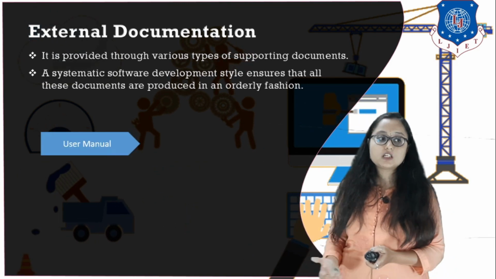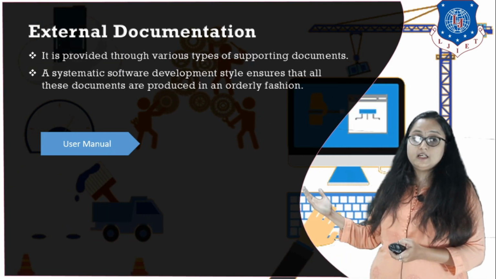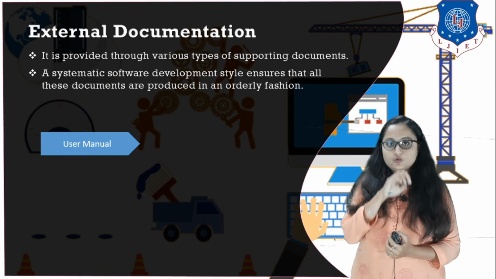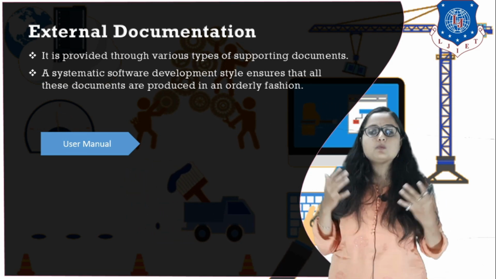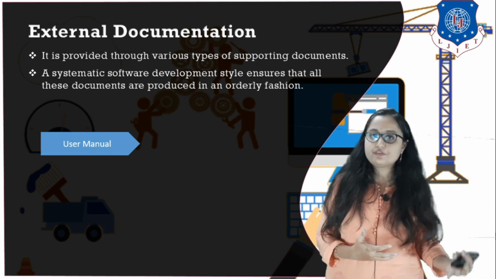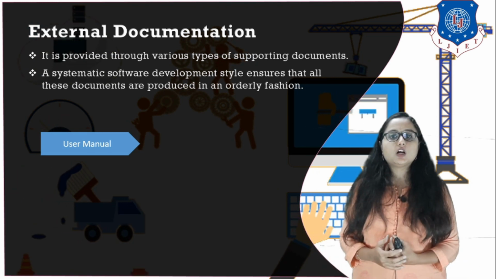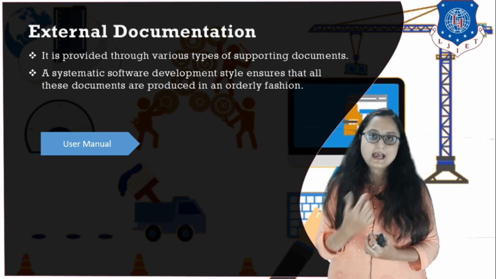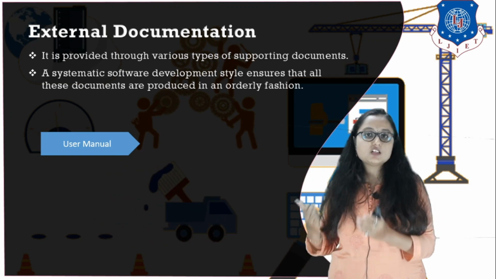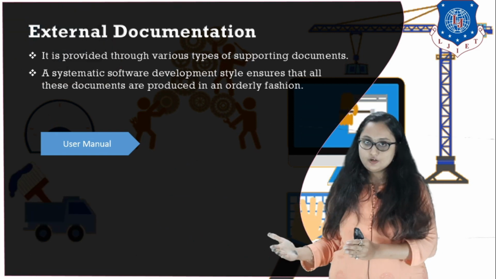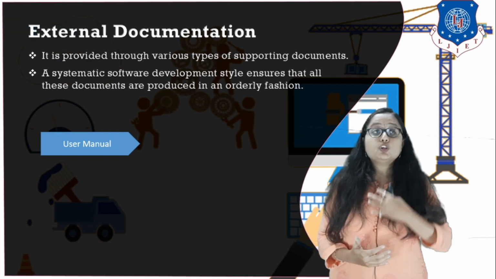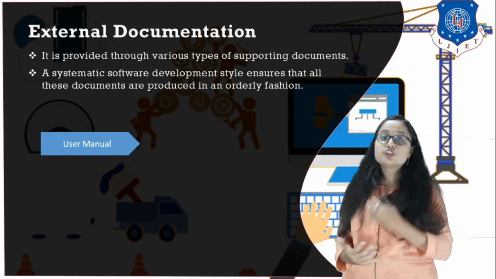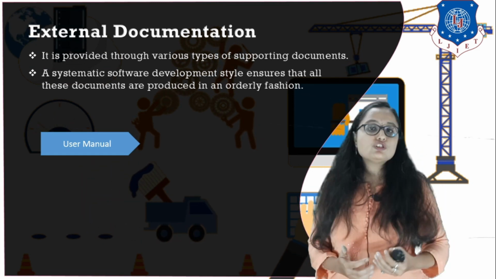Now let us see what are the examples of external documentation. The first example of external documentation is the user manual. Now what do you mean by user manual? You must have heard this word a number of times, right? For example, if you are purchasing an air conditioner and you are unaware how to use it, you have a supporting document known as a user manual in which there are steps to use the air conditioner, right? That sort of user manual you should produce for your software also.